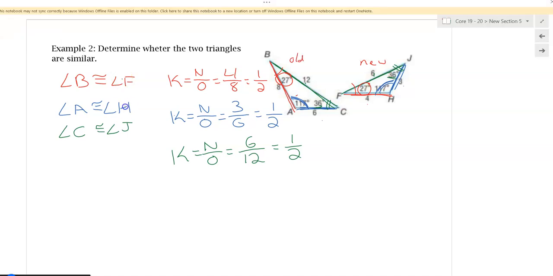All right, look, I have 1, 2, 3 angles and 1, 2, 3 sides. So yes. And now I need to name my triangles. If you have set up your angles correctly, it gives you a nice, easy thing to read. I'm going to call it triangle BAC is similar to triangle FHJ. Okay, that's it for this.